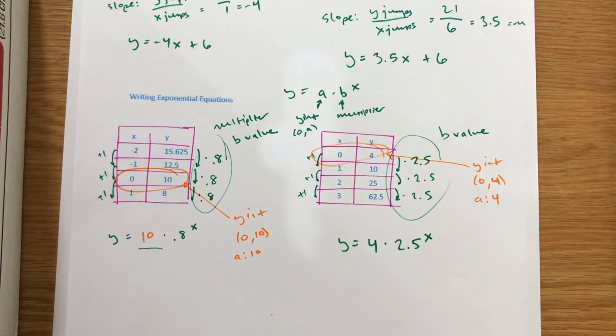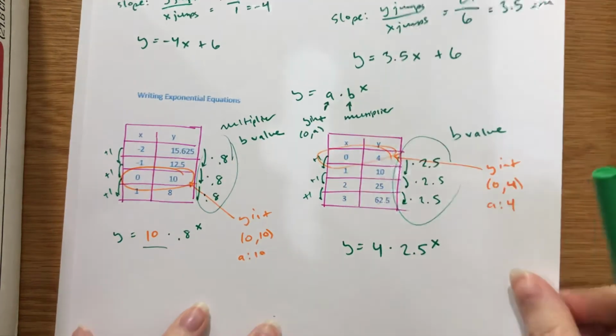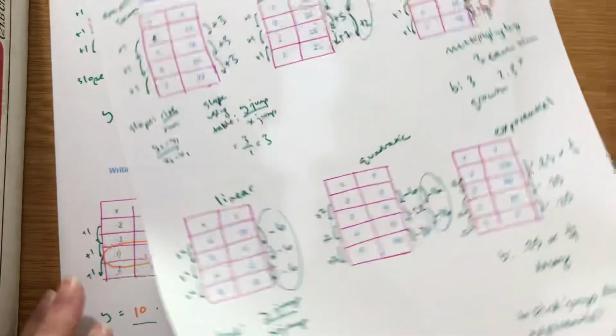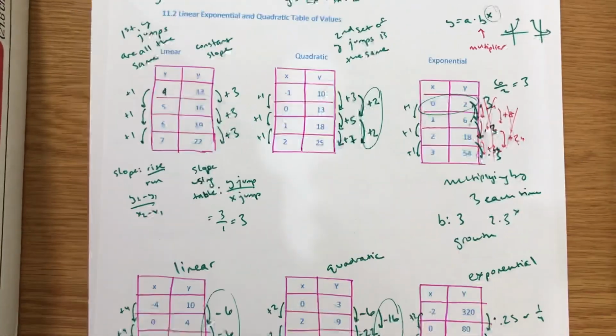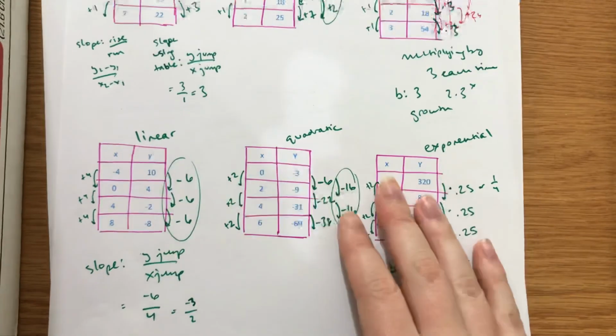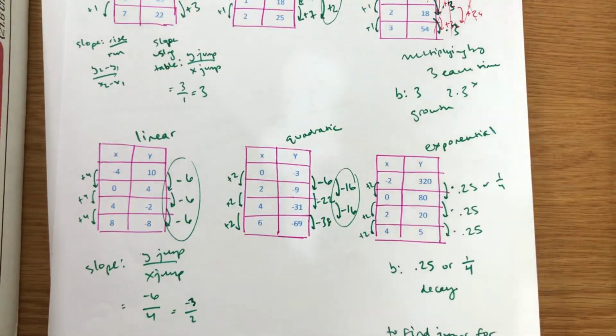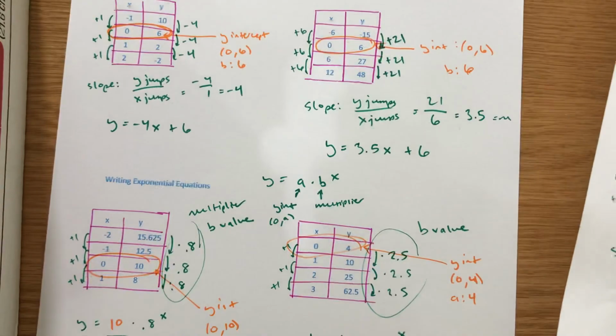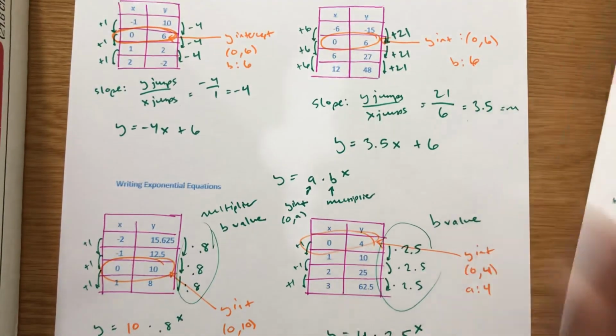All right, guys, for your quiz this week, the first page of notes is going to be your level 2 type questions: identifying tables, finding the slope, telling me what the jumps are, labeling your table linear, quadratic, exponential, that kind of stuff. Your level 3 questions are going to be using a table to write equations. All right, let me know if you guys have any questions.